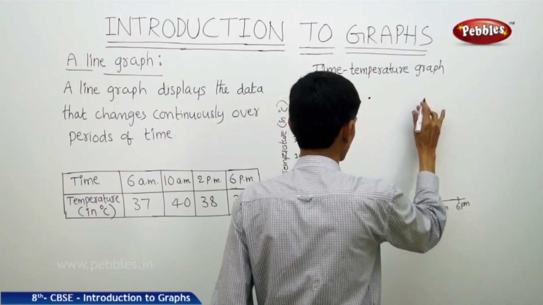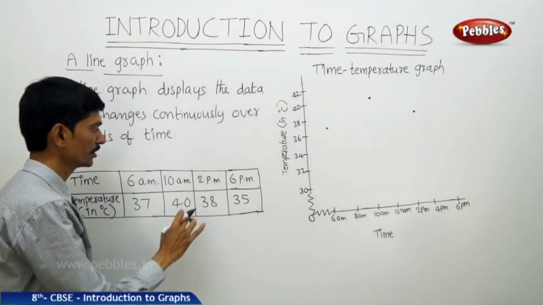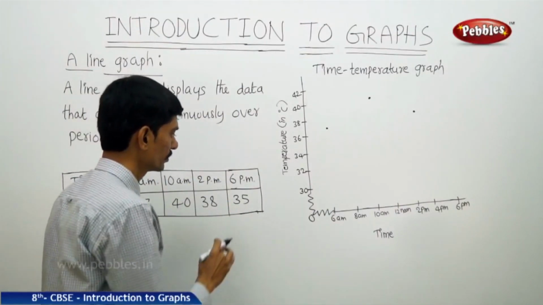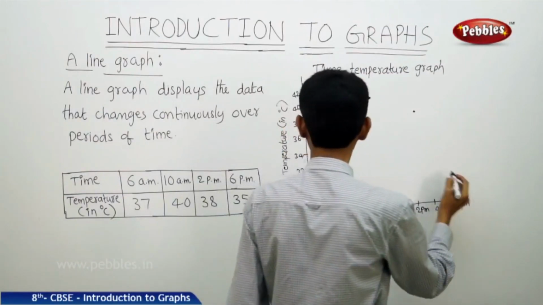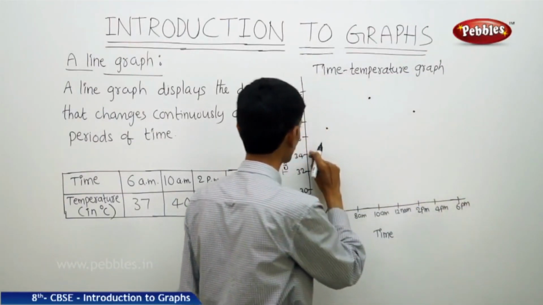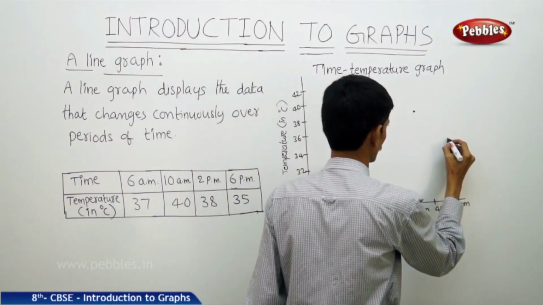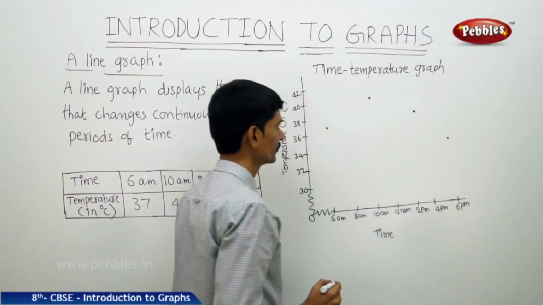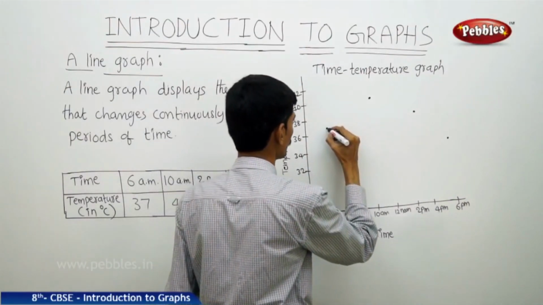So this point represents that her body temperature at 2 p.m. was 38 degrees centigrade. Next, at 6 p.m. 35 degrees centigrade is the body temperature. So at 6 p.m. you will show it by 35, between 34 and 36, so it is 35. Now if you join all these points, then we get the line graph.